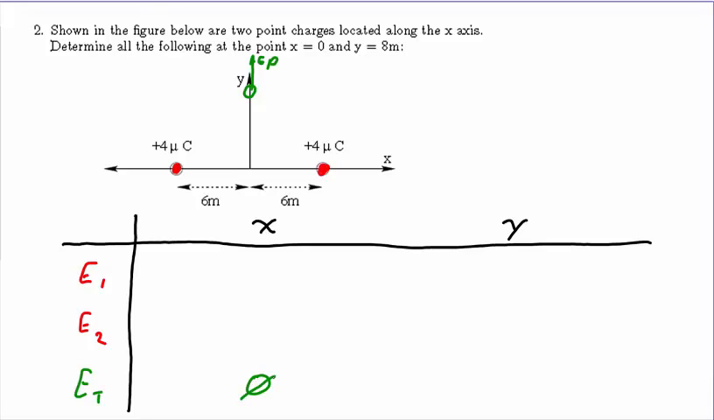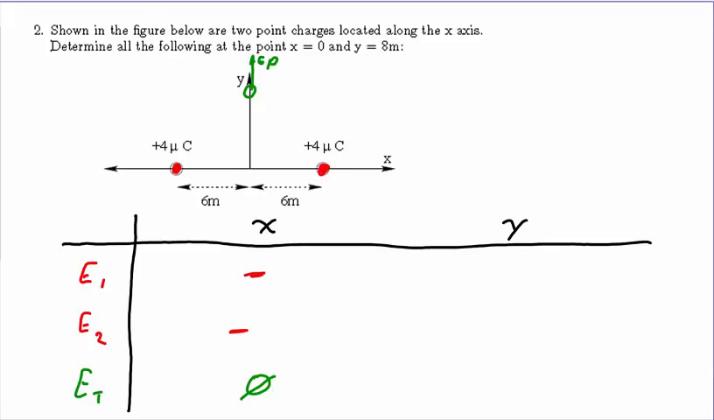What this means to us is something very important. We do not have to calculate the x component of E1, and we do not have to calculate the x component of E2. The reason is, if we did do those calculations correctly, we would get two equal and opposite numbers, and when we added them, we would get 0. Therefore, we can save the calculational step.